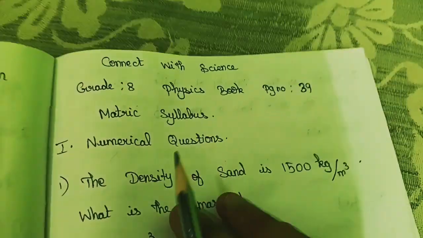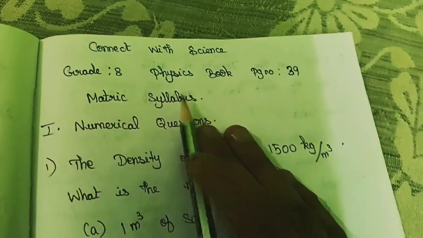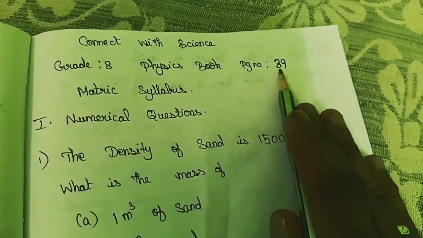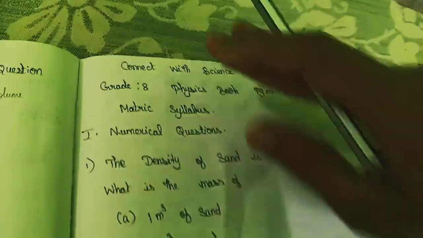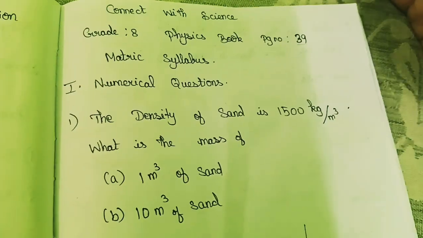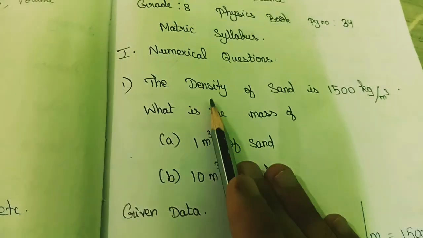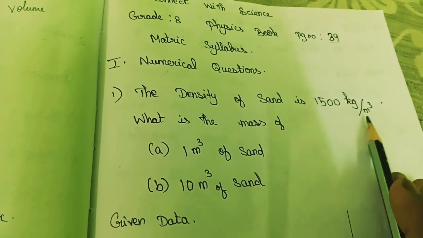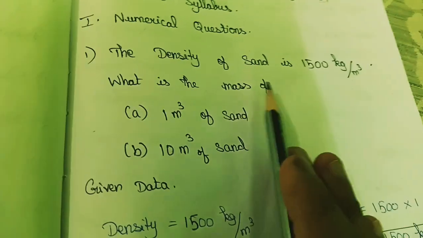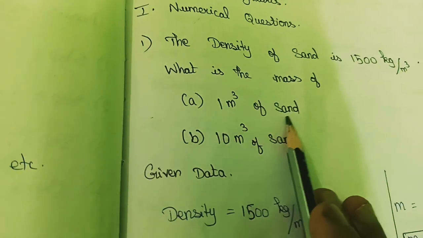This is the Connect with Science book for grade 8, especially the physics book. So, page number 39. It's a metric syllabus, and if you have to use it for any density sort of problem, you can use this also. So the first problem is that the density of sand is 1500 kilogram per meter cube. What is the mass of 1 meter cube of sand?